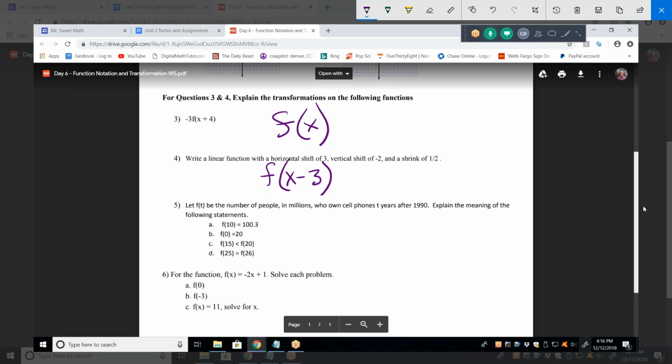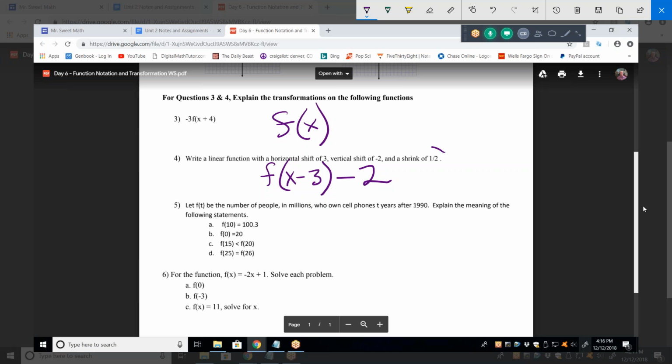Vertical shift of -2. How do I do that? Wouldn't that one be in the back? Yes, added on to the function, definitely outside the function, and added or subtracted. Shifts are always added and subtracted. Just like this -3 is a shift, so it's being subtracted. The vertical shift is being subtracted from the entire function.